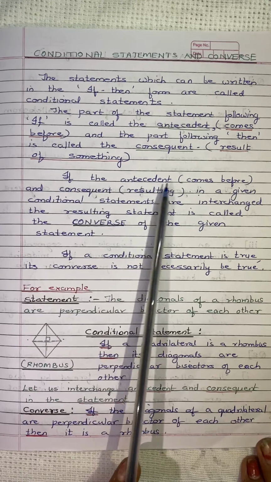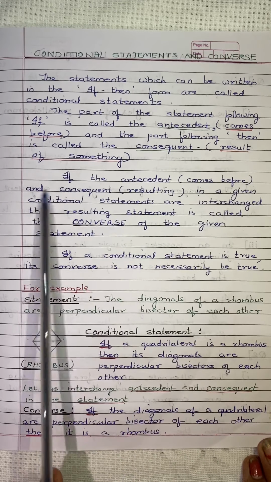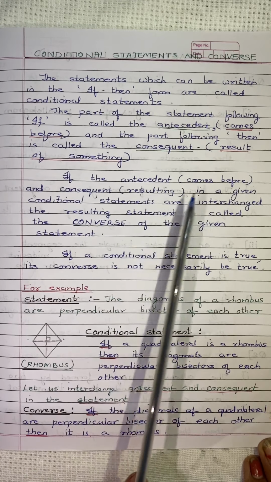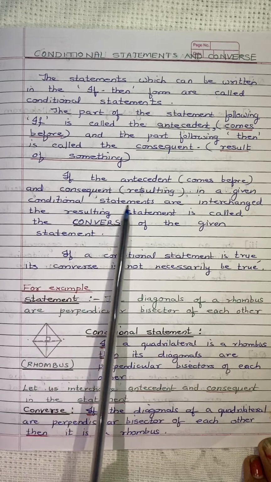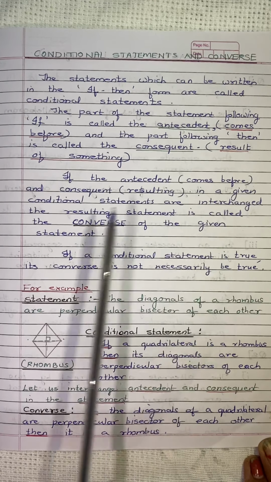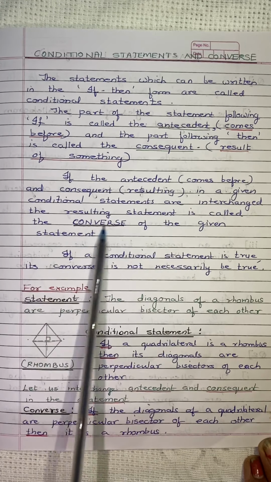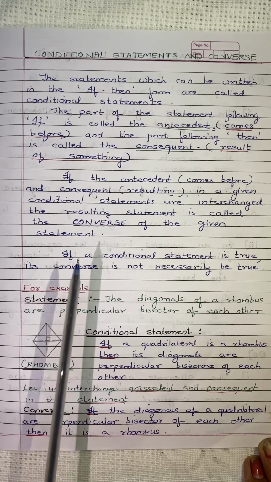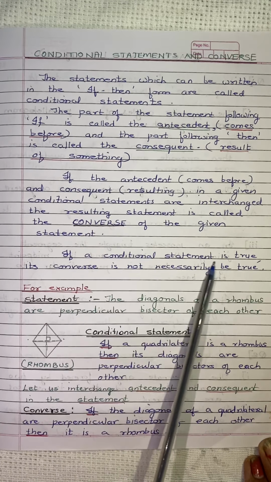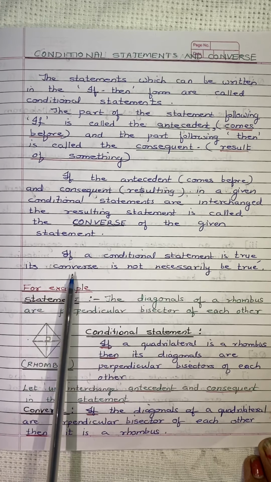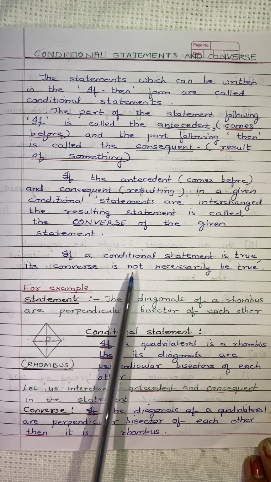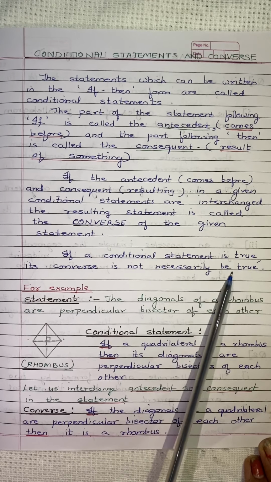If the antecedent and the consequent in a given conditional statement are interchanged, the resulting statement is called the converse of the given statement. If a conditional statement is true, its converse is not necessarily true.